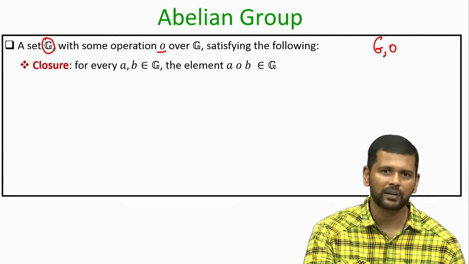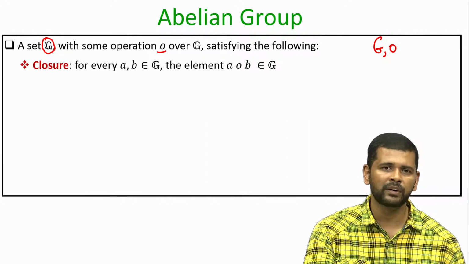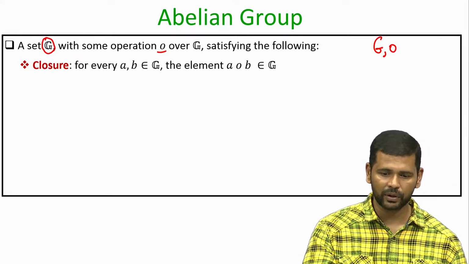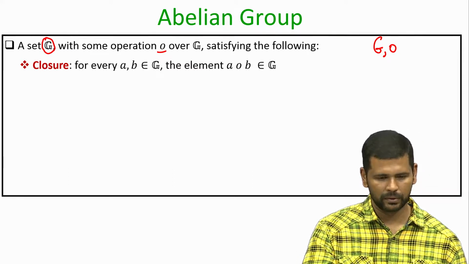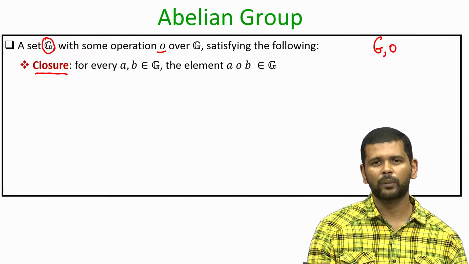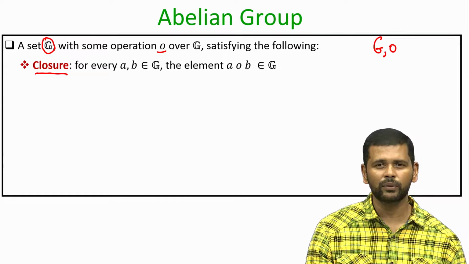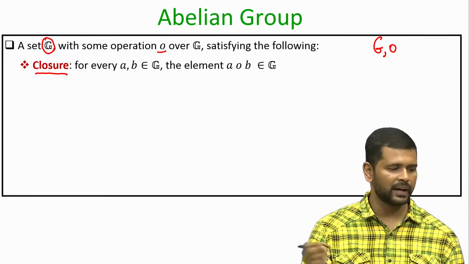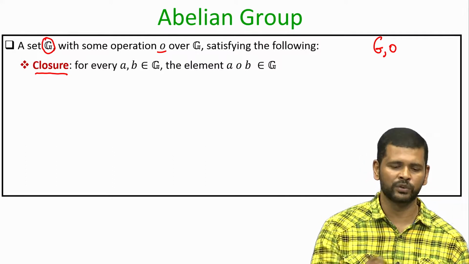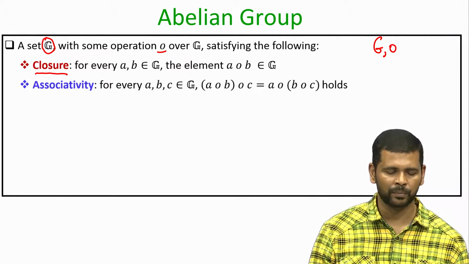The first property is the closure property, which states that if you take any two elements from the group, say little a and little b, and perform the group operation O on those two elements, then the result should again be a member of the group, and that is why the name closure property. That means, by performing the operation O on any two group elements, you will not get an element which is outside the group; you will still get an element which belongs to the group.